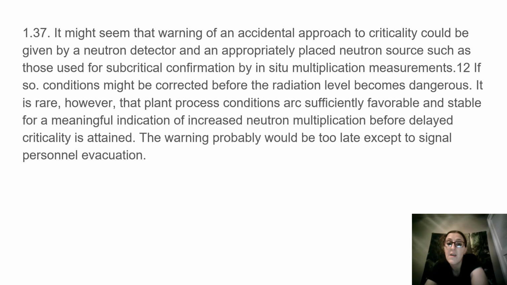It might seem that warning of an accidental approach to criticality could be given by a neutron detector and an appropriately placed neutron source, such as those used for subcritical confirmation by in situ multiplication measurements. If so, conditions might be corrected before the radiation level becomes dangerous. It is rare, however, that plant process conditions are sufficiently favorable and stable for meaningful indication of increased neutron multiplication before delayed criticality is attained. The warning probably would be too late except to signal personnel evacuation.